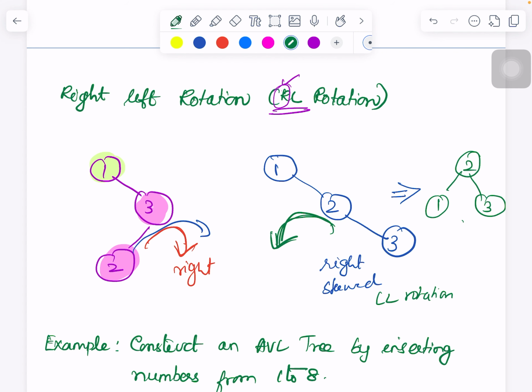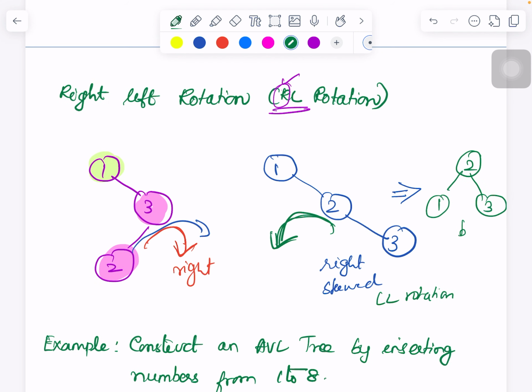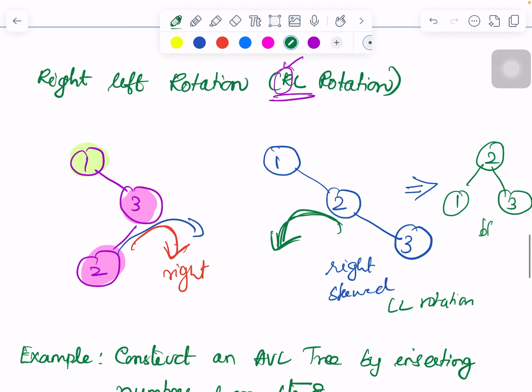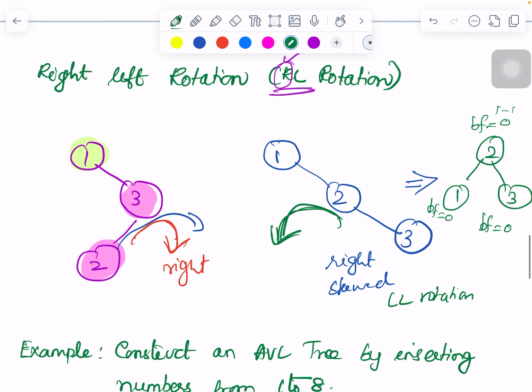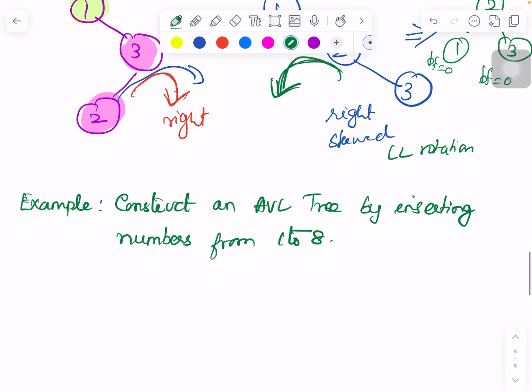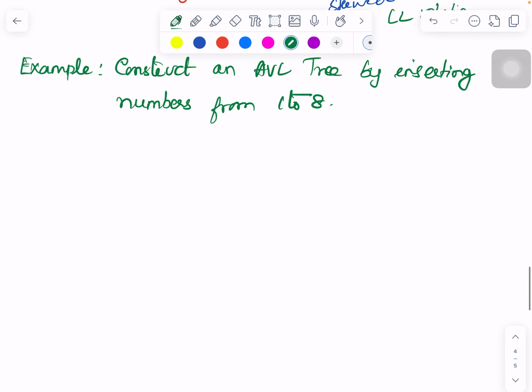Now let us find the balancing factor. The balancing factor is going to be 0 for node 3, for node 1 it is 0, and for node 2 the balancing factor is 0. So 1 minus 1, height of left minus height of right, is going to be 0. Fine. So now let us do an example of constructing an AVL tree by inserting numbers from 1 to 8.